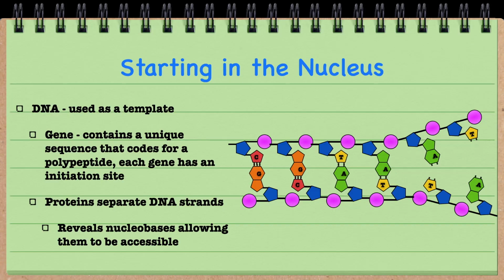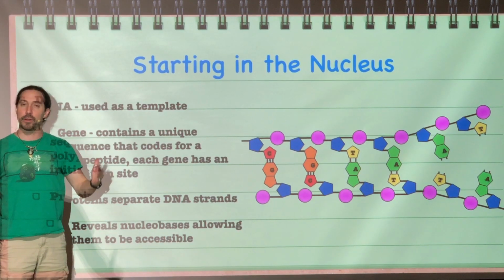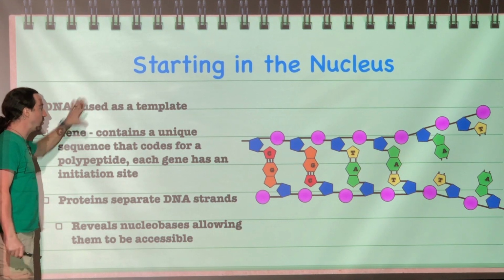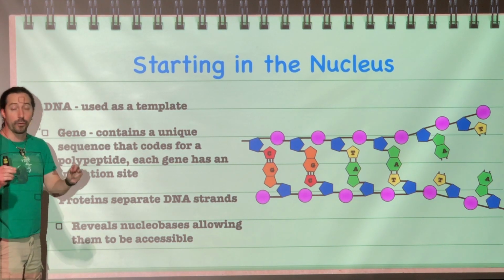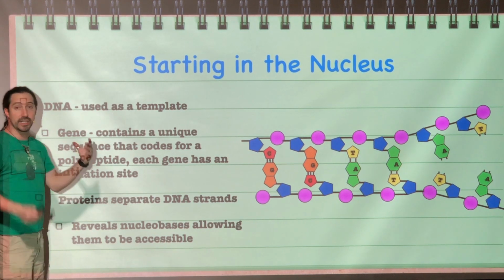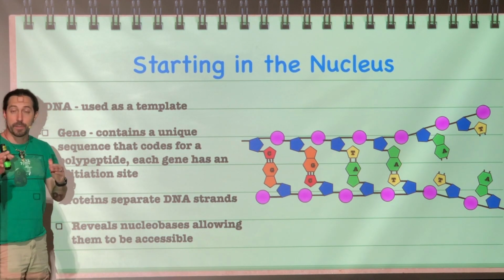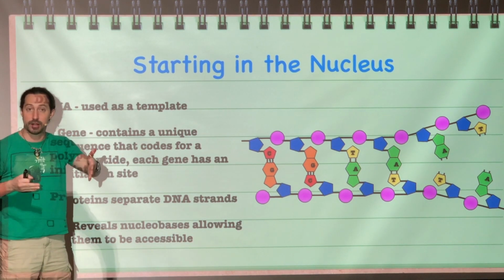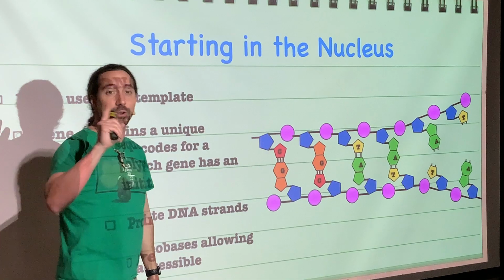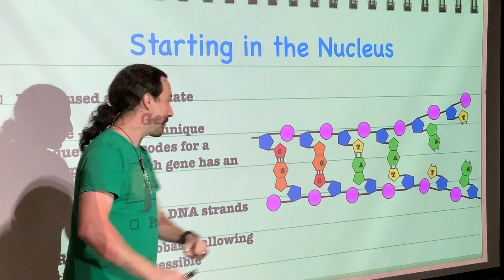The section of DNA that is going to be used as a template for our mRNA strand is called a gene, and that contains our unique sequence that we need to code for our specific polypeptide, which is the end result of transcription and then translation. Right now in this lesson, we're only looking at transcription. Translation is in the next episode.